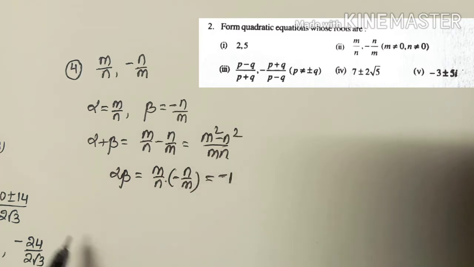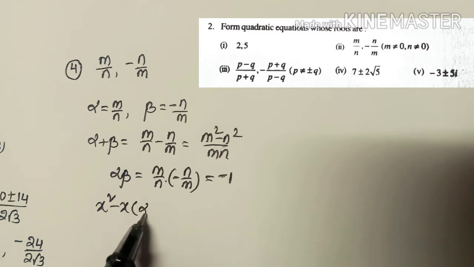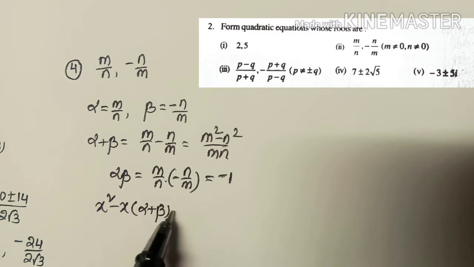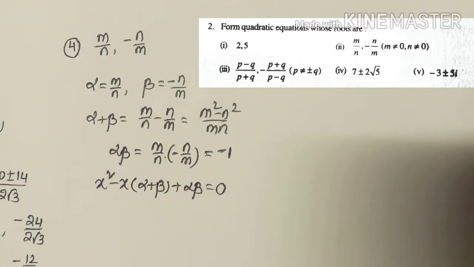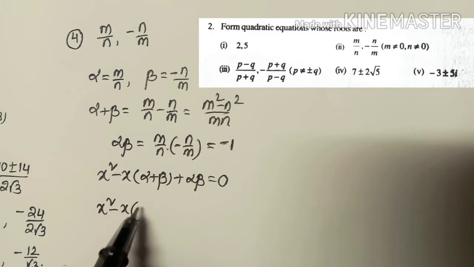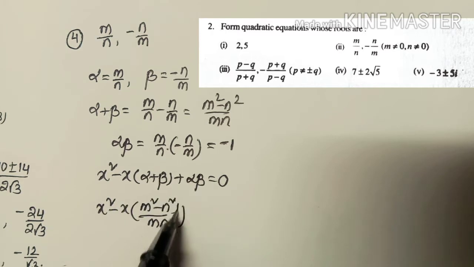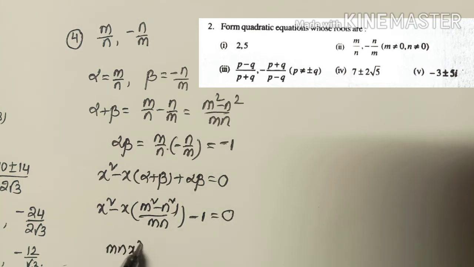Therefore the quadratic equation with roots alpha comma beta is x square minus x into alpha plus beta plus alpha beta equals to 0. Now we are replacing the values here, that is x square minus x into alpha plus beta, which is m square minus n square by mn, minus 1 equals to 0. Taking LCM, we get the answer as mn x square minus x into m square minus n square minus mn is equal to 0. That's all. This is the answer.